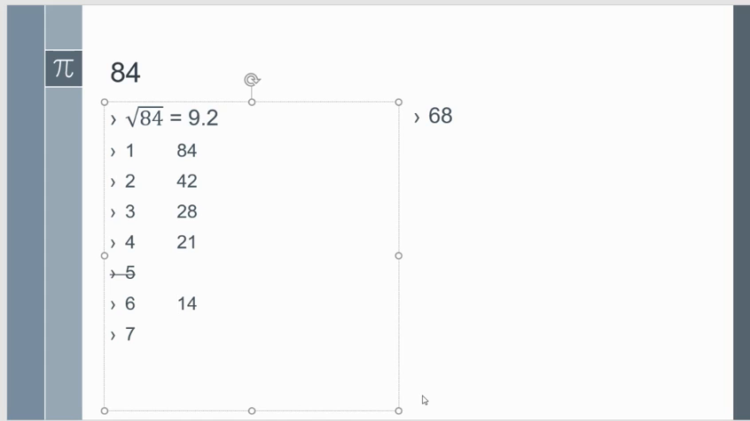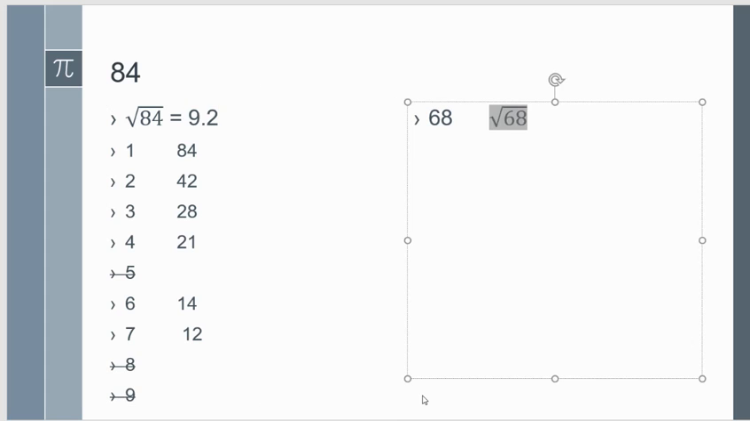6, we get 14. 7, we get 12. And if we keep going, 84 divided by 8 is a decimal. Same thing with 9. So right away, we know that we have 6 pairs that we can use. This is needed for the next unit.